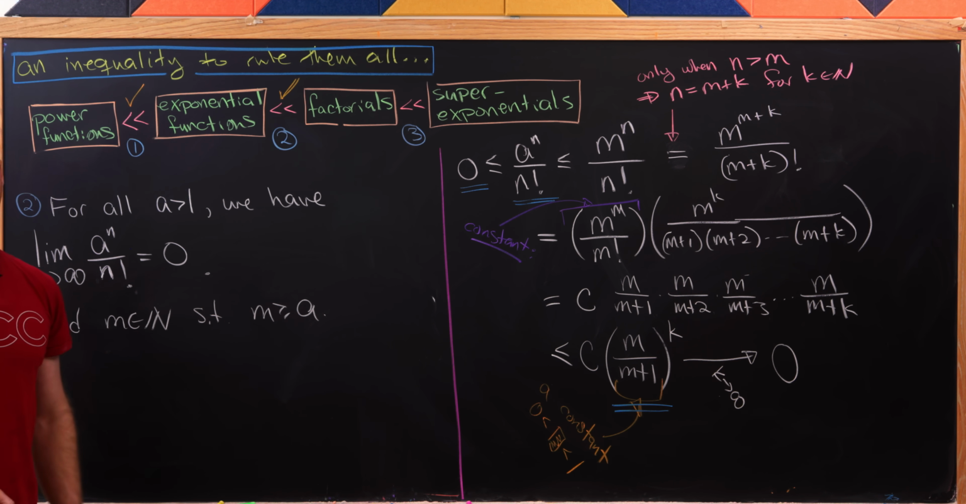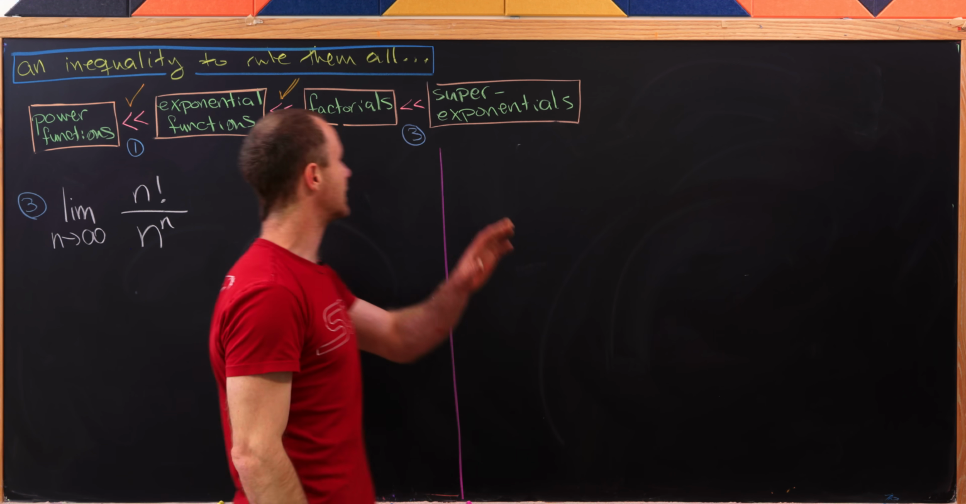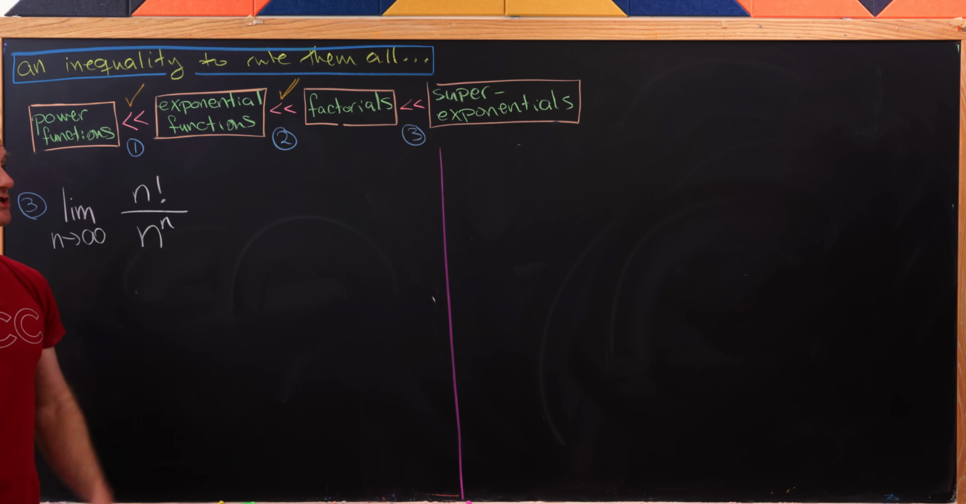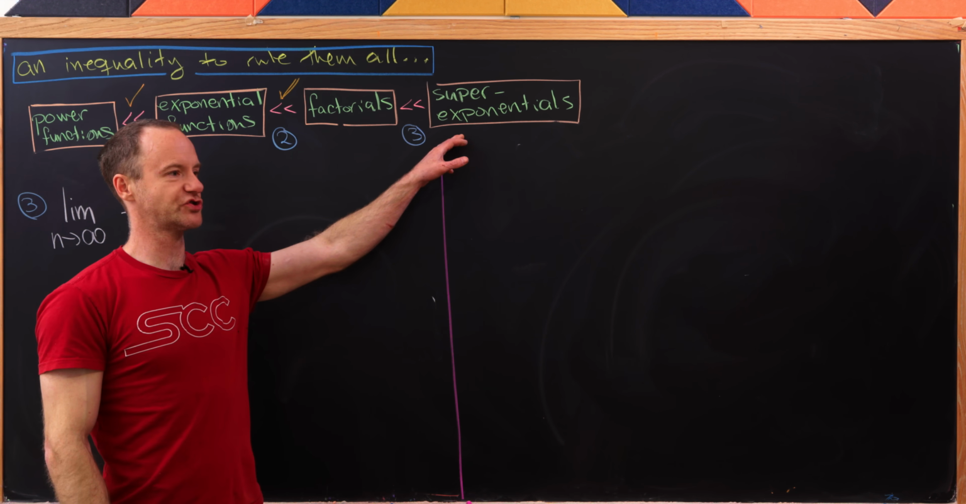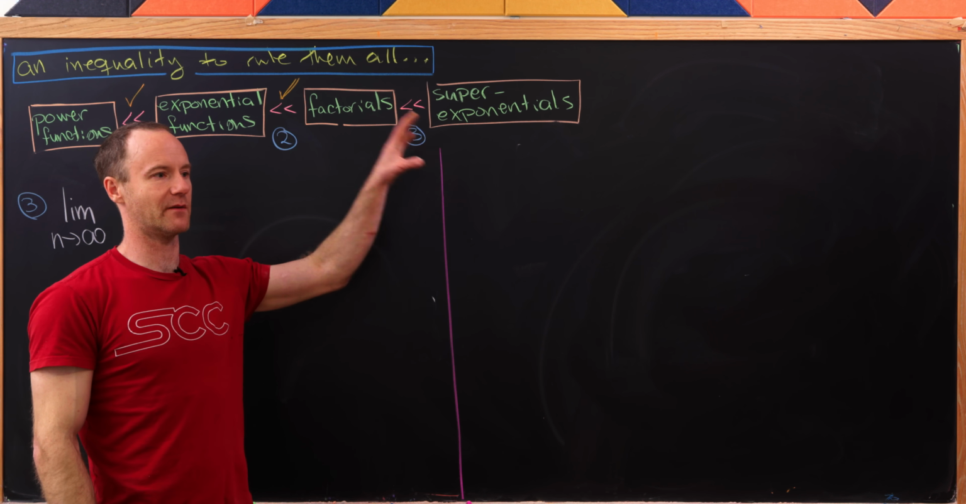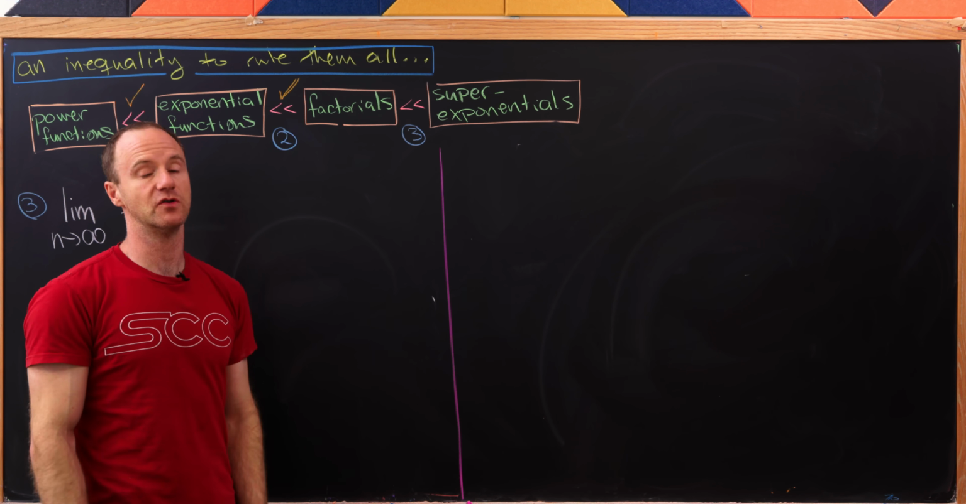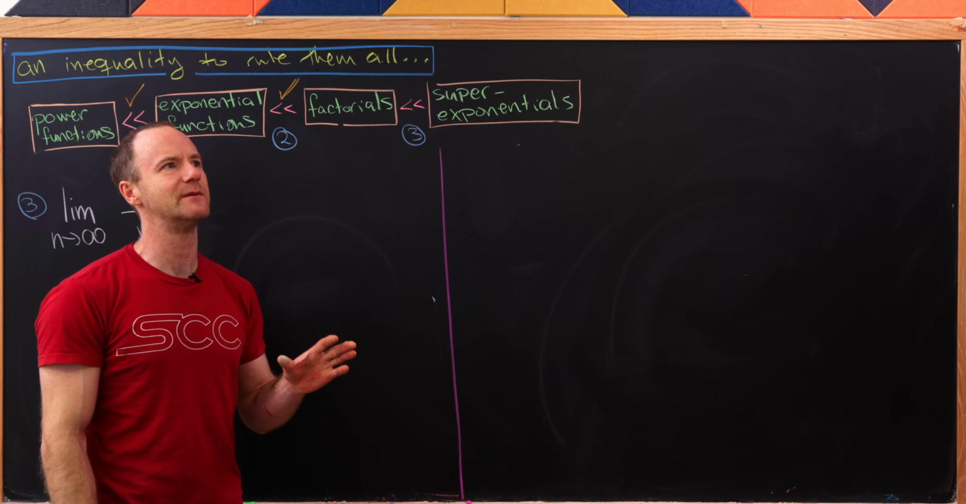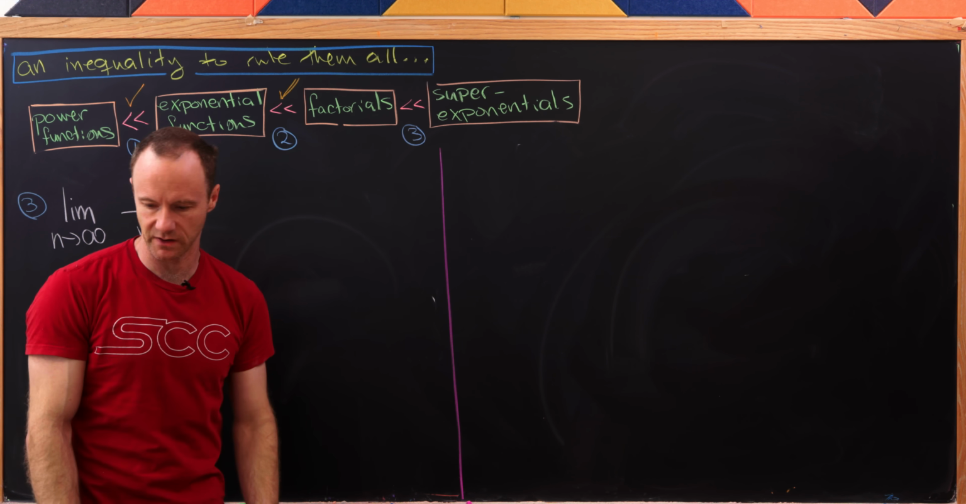And now let's do the last one. Okay, so for our last inequality, we'd like to show that super exponentials grow much, much faster than factorials. So that means if I form a quotient with a superfactorial in the denominator and a factorial in the numerator, well, its limit should be 0. Well, what do I even mean by a superfactorial here?